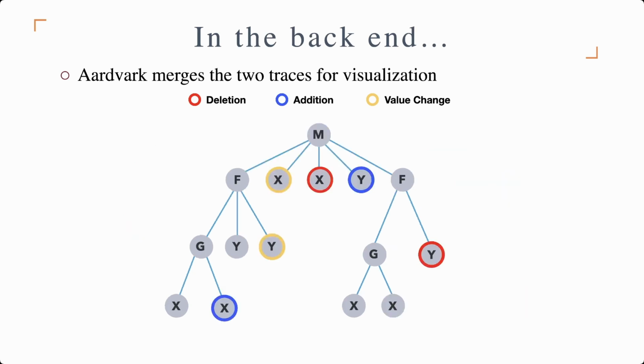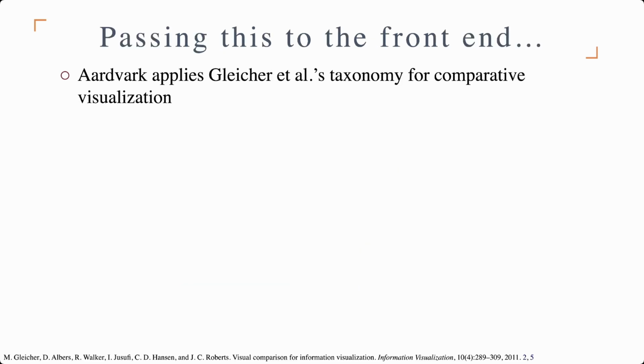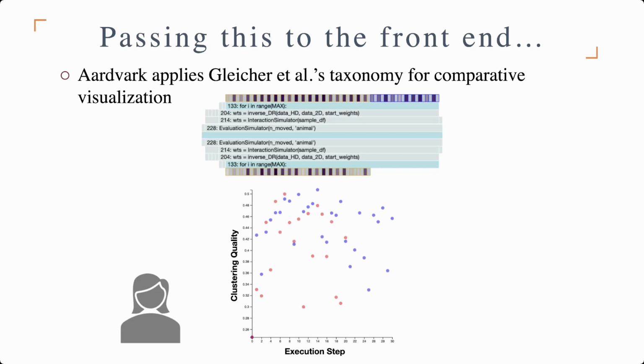Finally, having identified the differences, it merges the two traces together into a single structure that is then passed on for visualization. Back in the front end, Aardvark takes that combined trace and applies Gleicher et al.'s taxonomy for comparative visualization to automatically create comparative visualizations that illustrate the differences between the two executions. The end result for our example looks like this. We'll take a closer look at each visualization individually.